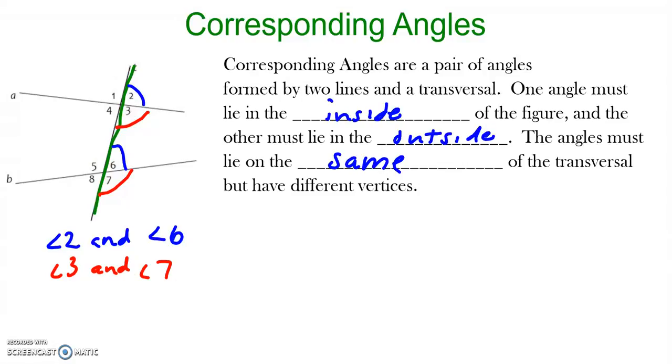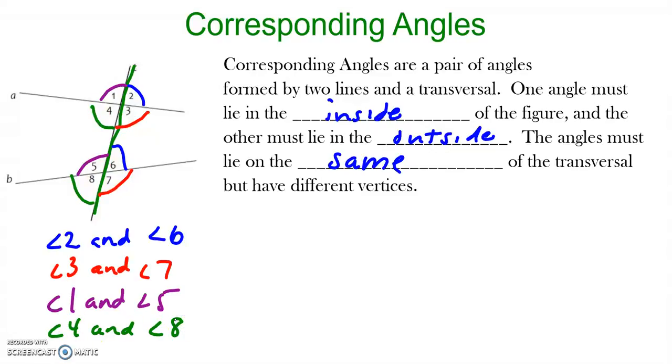But wait, there's more. Angle 1 and angle 5 would be considered corresponding. And last but not least, angle 4 and angle 8 I would also consider corresponding. And these have a lot of pairs, but they're very good to know.